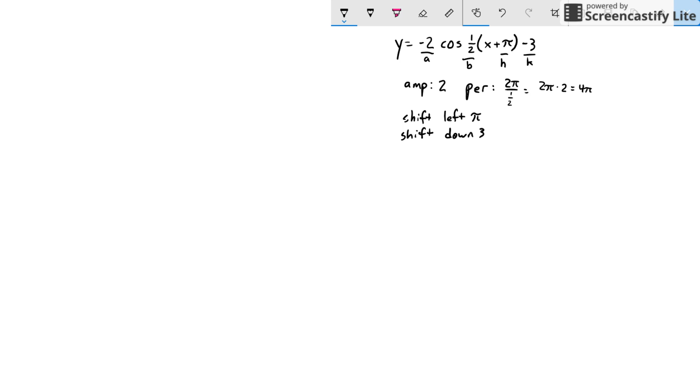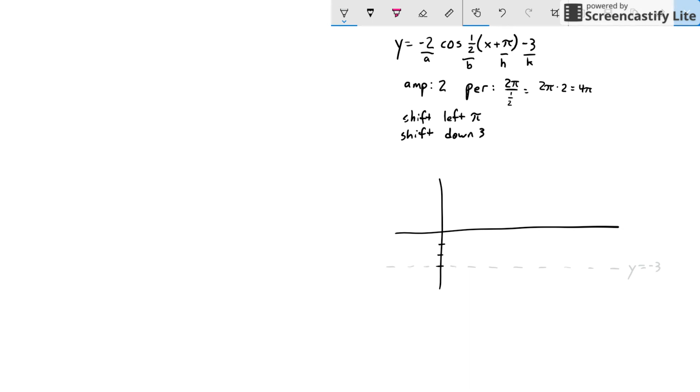Now that means my midline, when I did my midline before, would have been at 0. Now it's going to be at -3. And I'm going to do a different color, but I'm going to draw a dashed horizontal line there at -3 to represent my new midline. That's the y equals -3 is what that is.